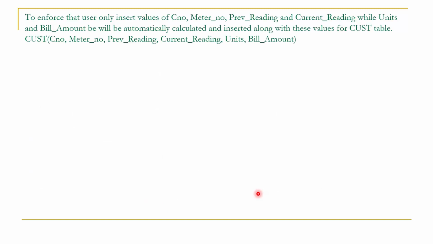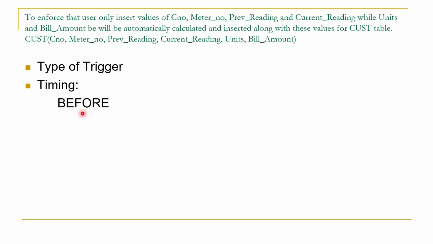Now before writing the code of this trigger, let us give a thought to identify the type of this trigger. Let us first decide about the timing of this trigger. This trigger should perform its action before performing the insert operation on the customer table. So its timing will be before. Now let us think about the level of this trigger. This trigger should perform its action for each row inserted into the table, because for each row it has to calculate the value of units and bill amount. So the level will be for each row.